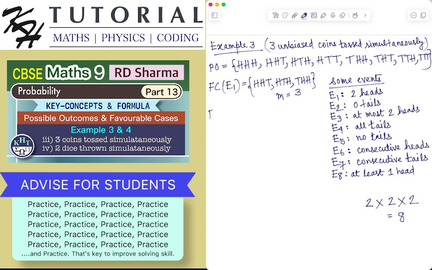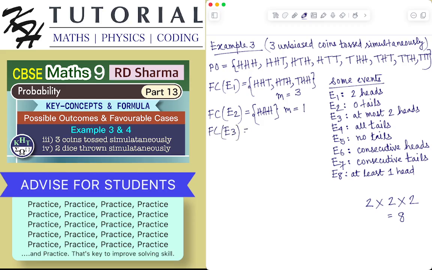Let's see the favorable cases of event E2. Event E2 is 0 tails. So we can have head, head, head. This is the only possibility. 0 tails means all heads or 3 heads. So m is 1.